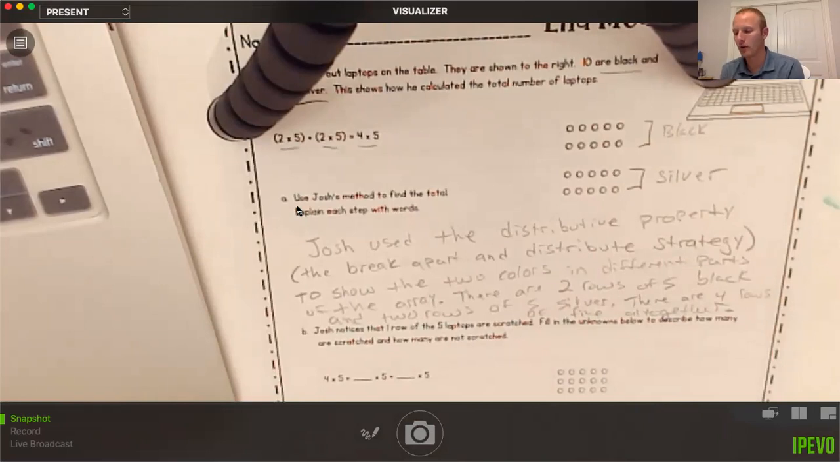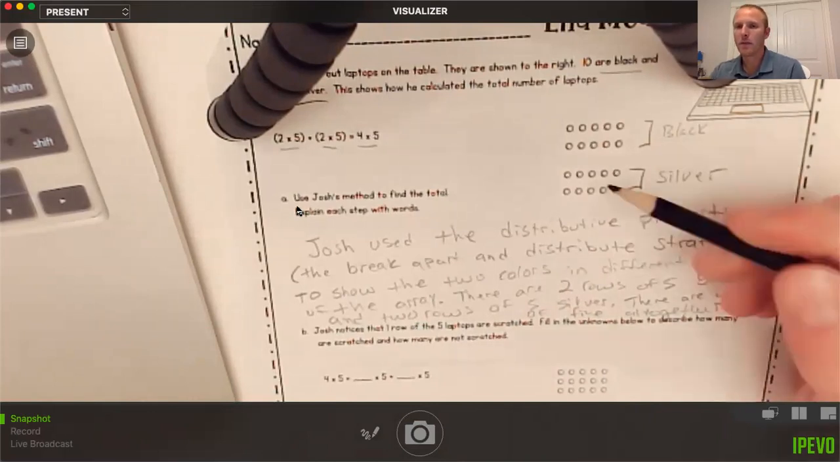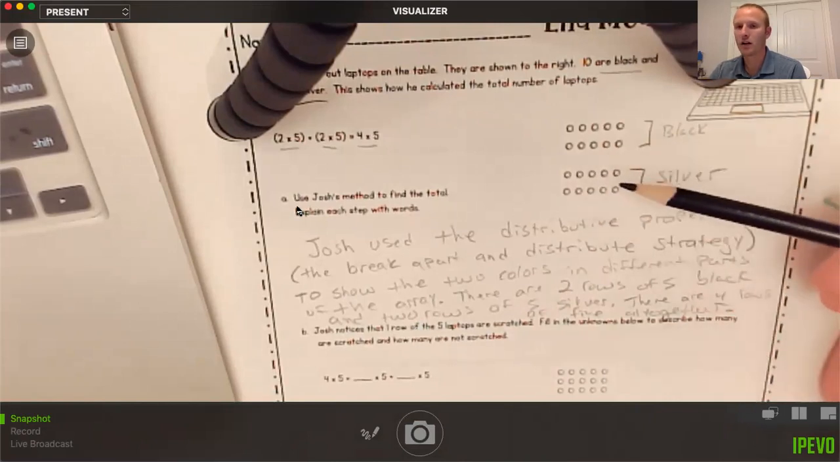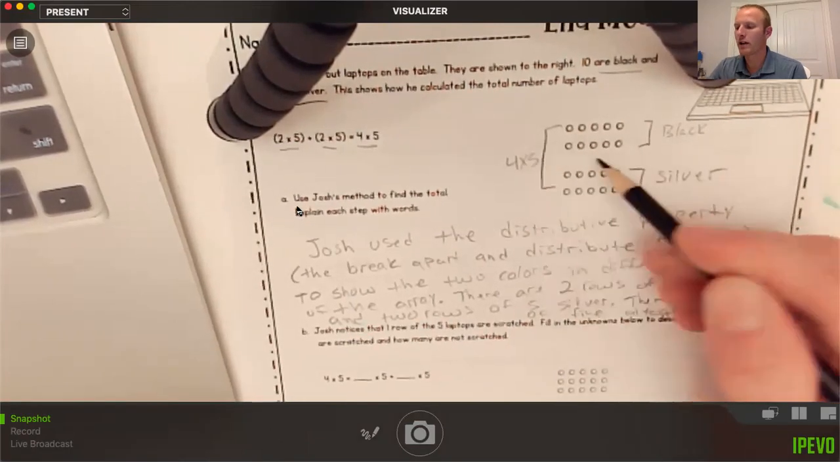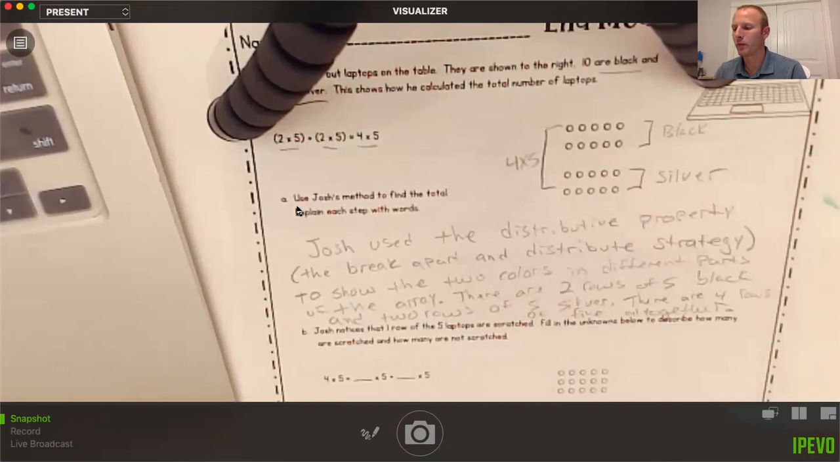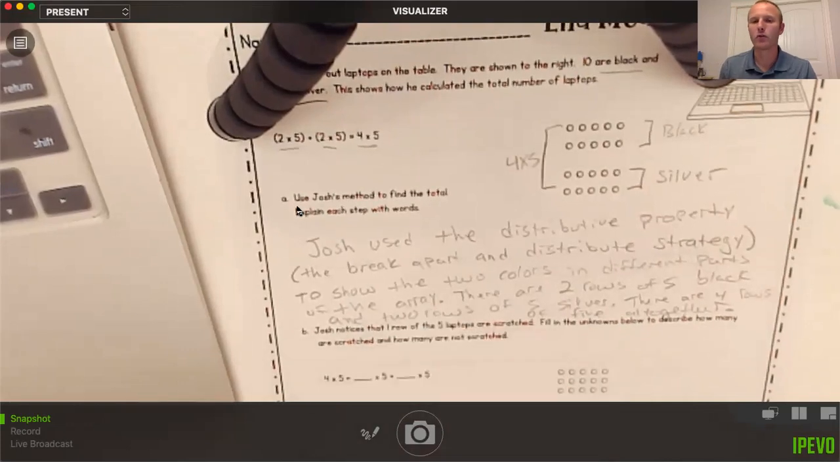Again, it says Josh used the distributive property to show the 2 colors in different parts of the array. There are 2 rows of 5 black and 2 rows of 5 silver. There are 4 rows of 5 altogether. If you write something like that, you're showing me that you understand the basic idea of this property is that you can take a total, 4 times 5, and break it into different sections, different multiplication sentences like 2 times 5 and 2 times 5, and understand that when you add 2 times 5 and 2 times 5, that's the same as having 4 times 5 like you had in the beginning. So that's the sort of answer that I'd be looking for on this sort of problem.